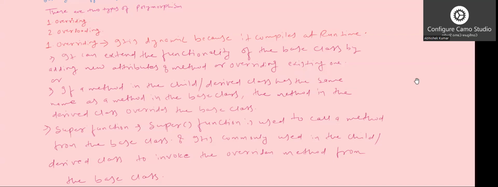So what does the super function do? The super function is used to call a method from the base class, and it is commonly used in the child or derived class to invoke the overridden method from the base class. So it is the functionality of the superclass.